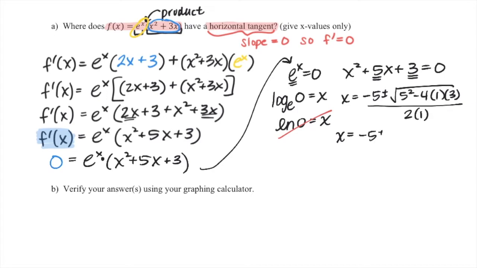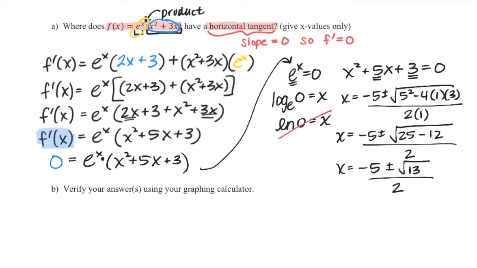So this is where you just want to be careful. Don't make any little careless computation mistakes. That looks like 25 minus 12. So we're looking at negative 5 plus or minus the square root of 13, all divided by 2. So the question said, where does this function have a horizontal tangent and give x values only? It looks like these are the two exact values. These are the exact x values where the tangent line is horizontal.